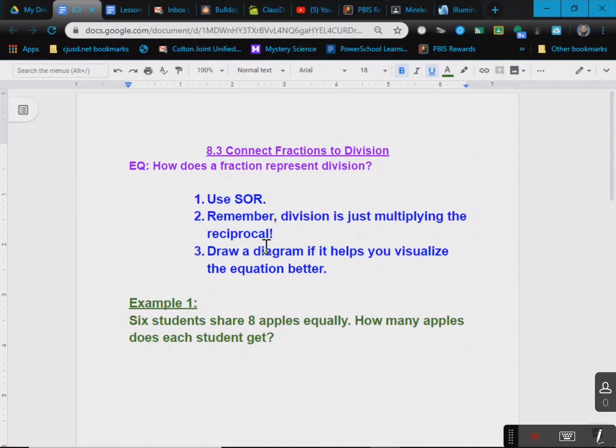So here are the steps. Use SOR, same opposite reciprocal. Remember, division is just multiplying the fraction by a reciprocal. So don't freak out if you see a division problem.